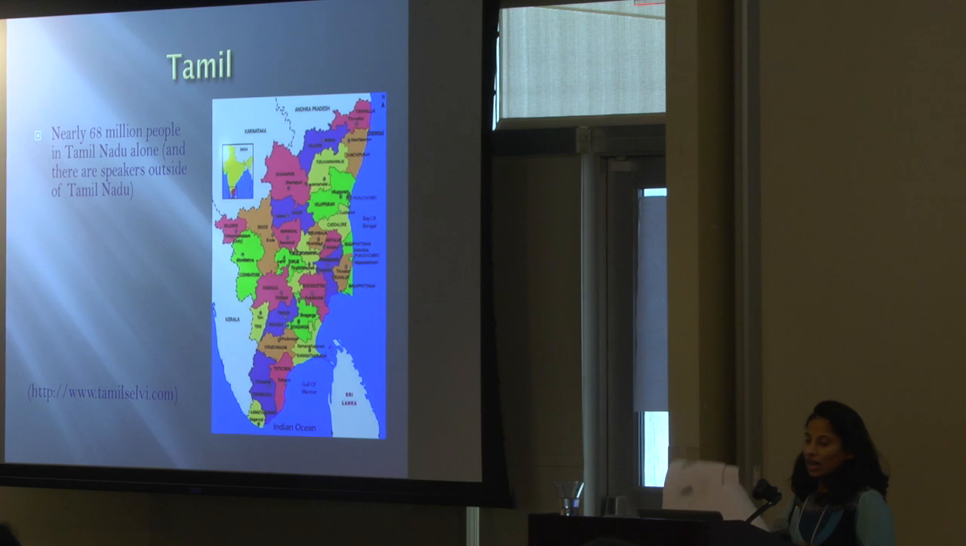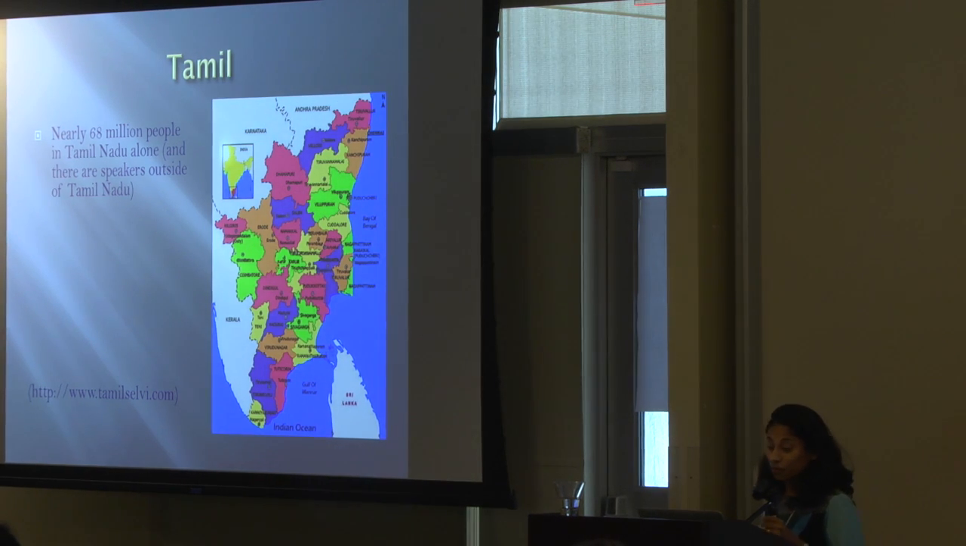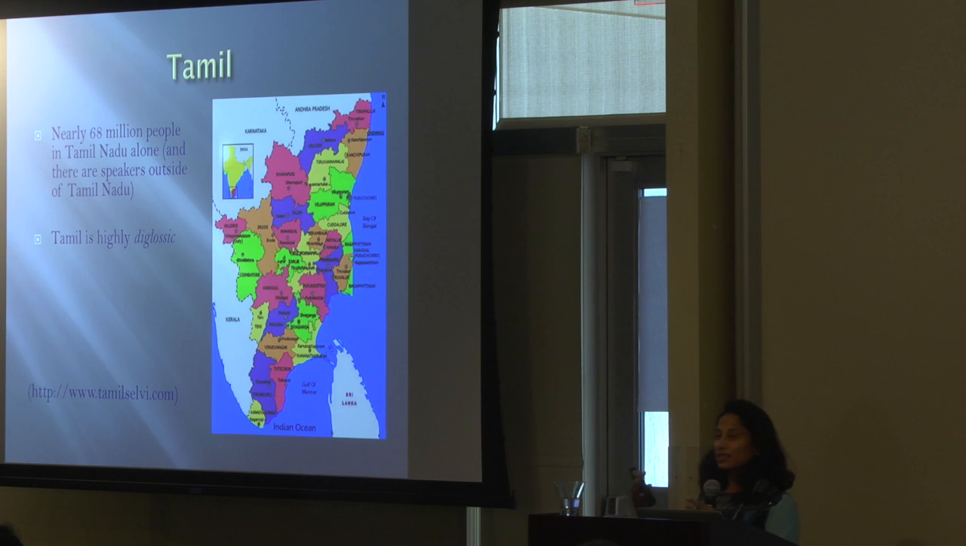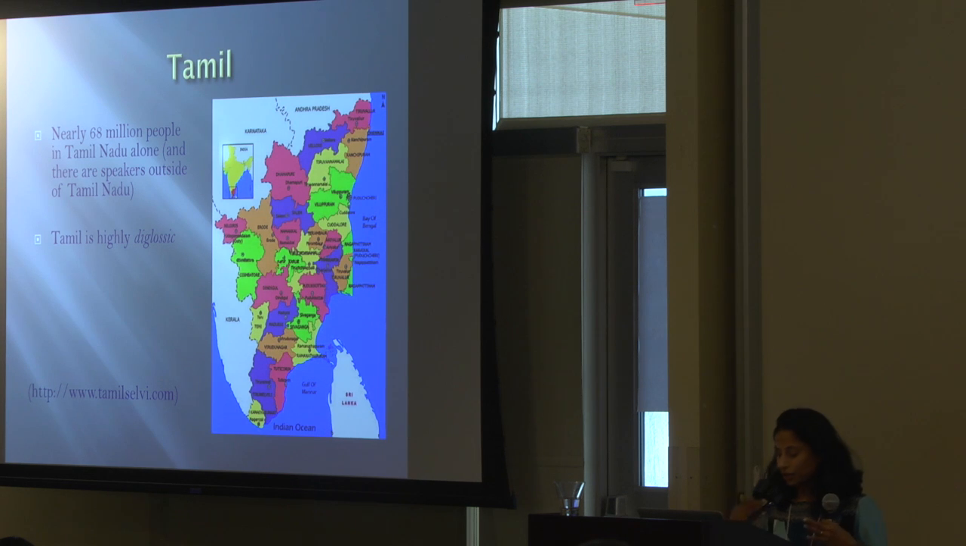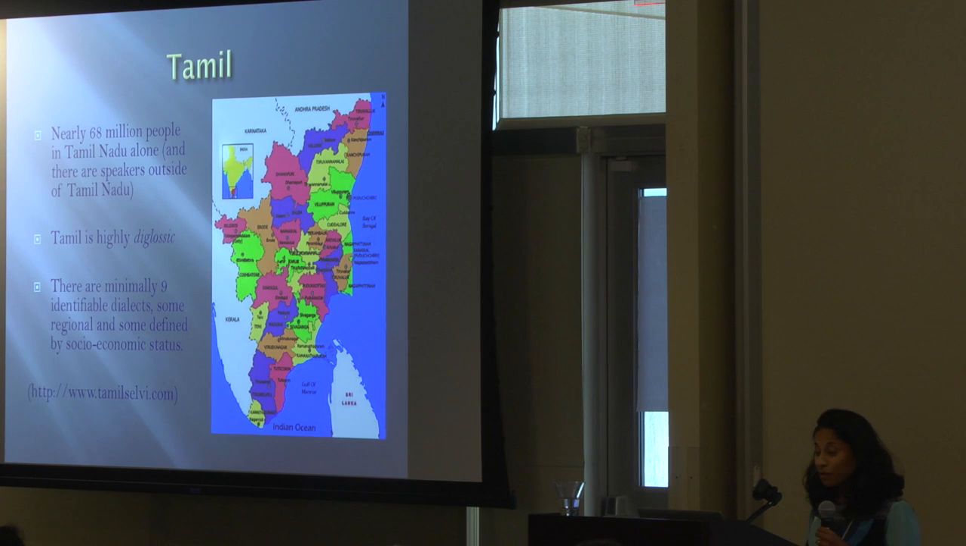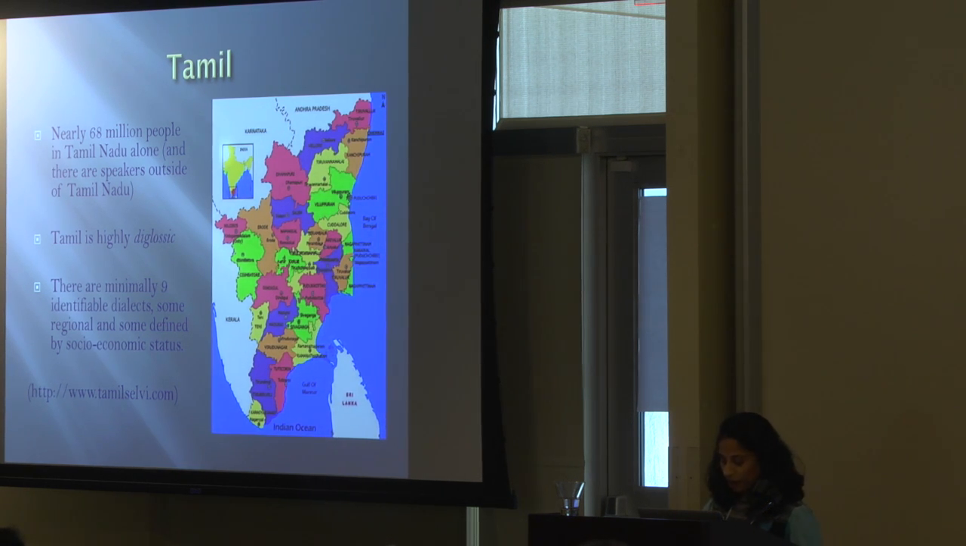Tamil. There are nearly 68 million people in Tamil Nadu alone, and there are certainly speakers of Tamil outside of Tamil Nadu. Tamil is a highly diglossic language, which means that the standardized language, the written language, is really, really different from what most people actually speak. In addition to that, there are minimally 9 identifiable dialects. Some of them are regional, some of them are defined by socioeconomic status.